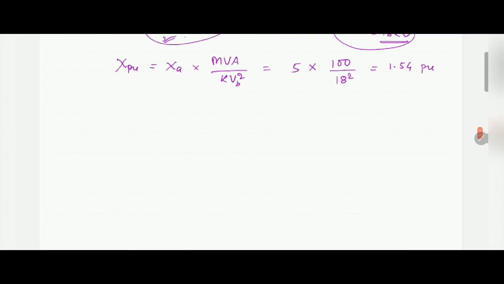If you want to convert this per unit value in terms of percentage, the percentage reactance will be equal to X per unit multiplied by 100. That is, the reactance will be 154%. So it will be the correct answer.